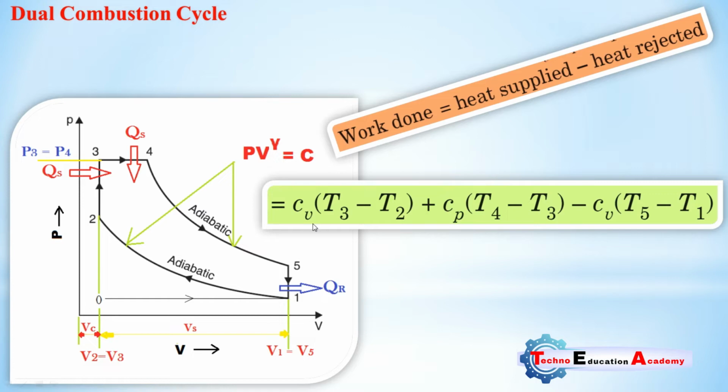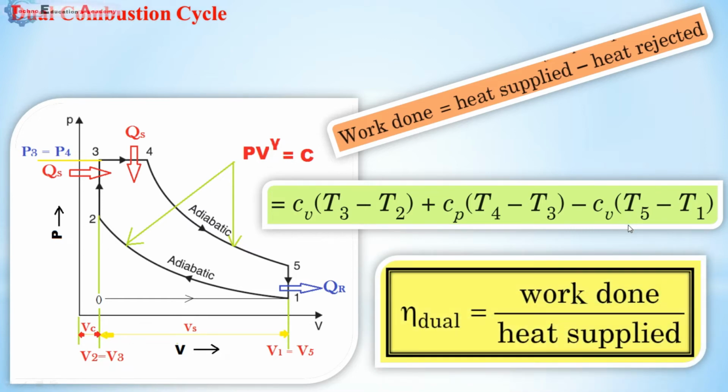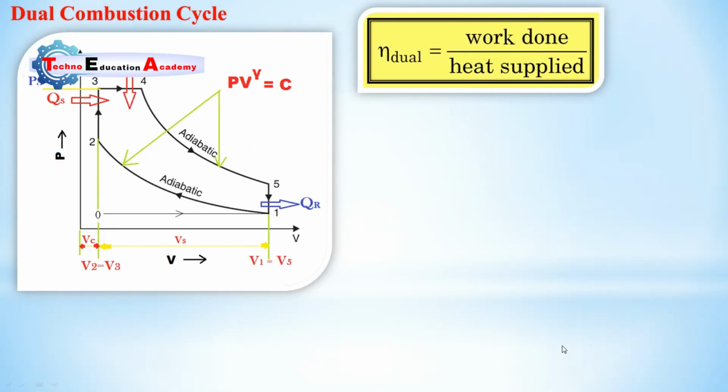As I have already explained, in a constant volume process we are considering Cv, the specific heat at constant volume, and in a constant pressure process we are considering Cp. And heat rejection is also a constant volume process, so we are considering Cv. So these two terms are the heat supply, and this is the heat rejection term, Cv (T5 minus T1). We know that the efficiency of the cycle, in general terms, is output upon input. Output means net work done, divided by input, which means heat supplied in the cycle.